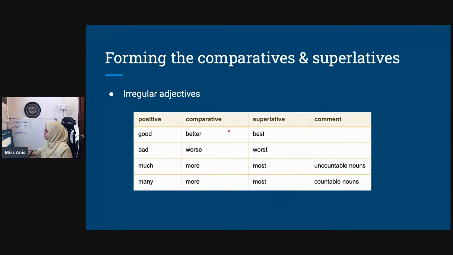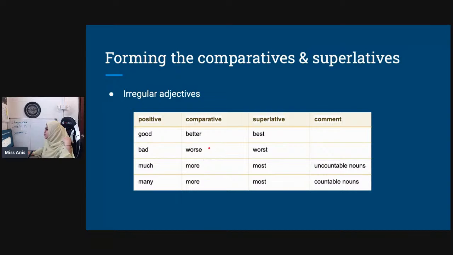Okay, so for positive, yang ni pula, okay, kita tengok kat sini, good. Kalau kita nak compare sesuatu yang lagi baik daripada sesuatu benda, contohnya cikgu BM saya lagi baik daripada cikgu BI saya. So you can say my Malay teacher is better than my English teacher. Okay, so nampak tak dekat situ, better. Okay, and then if your BM teacher or your English teacher is the best in the world, then you can say best.